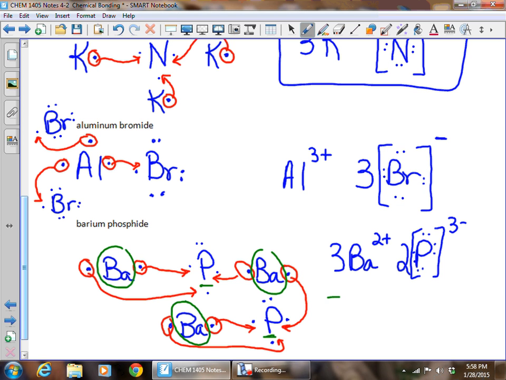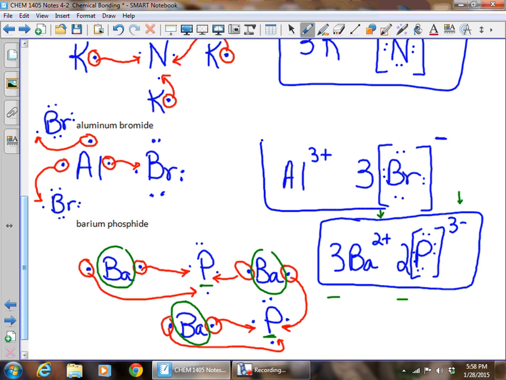Double check yourself by looking at what your charges add up to be. You've got 3 times the positive 2 here, so that's 6 positives. You've got 2 times the negative 3 here. There's 6 negatives. So it looks like you've done a nice job of balancing out those charges. So that's going to be the answer for this one. So that's what you're going to be asked to do on part of your assignment for today.